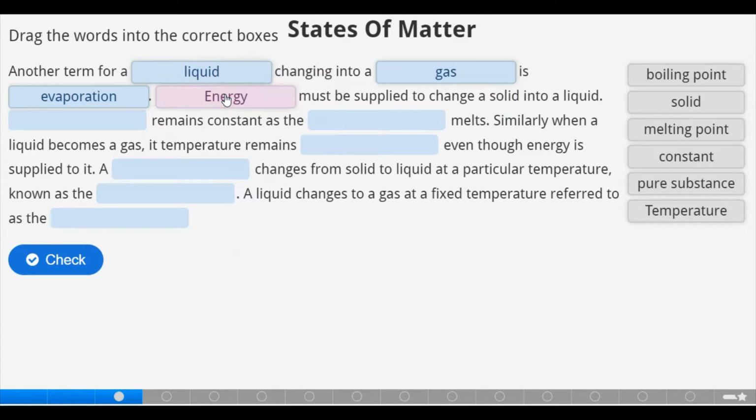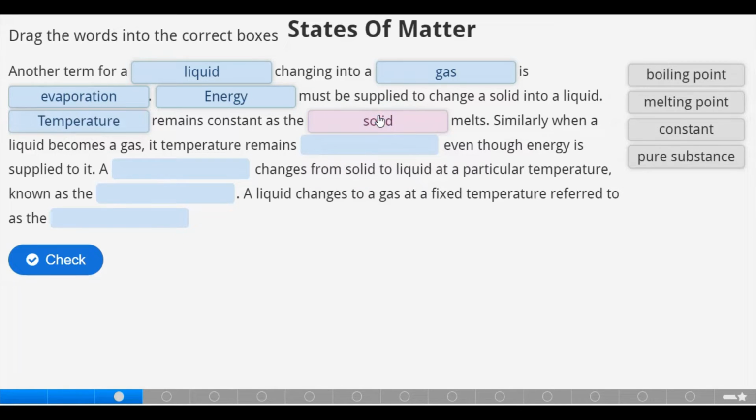Energy must be supplied to change a solid into a liquid. Temperature remains constant as the solid melts. Similarly, when a liquid becomes a gas, its temperature remains constant, even though energy is supplied to it.